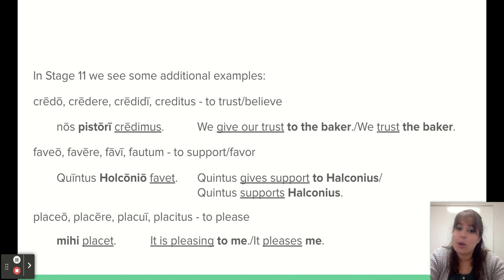So if you have any questions, please feel free to email me. Check out the Stage 11 model sentences. So that's part of your assignment for this week. So make sure you do those. They're on Google Classroom. And then study your vocabulary, and then you're going to be reading the Stage 10 culture reading and answering questions about that. So those are your assignments for this week. Let me know if you need any help with anything, if you have any questions.